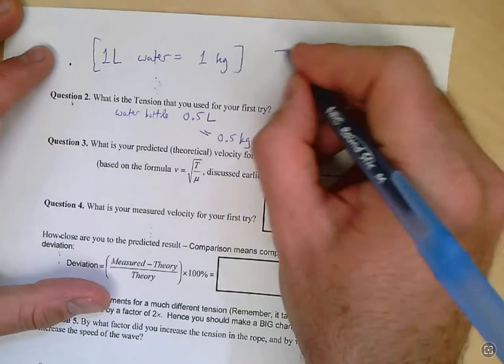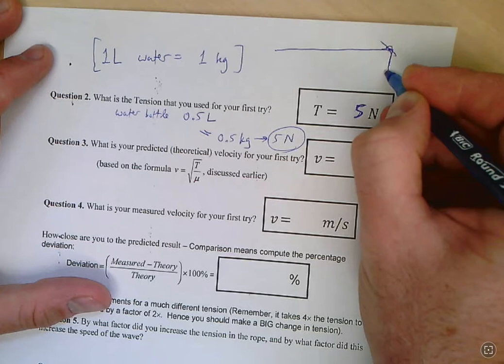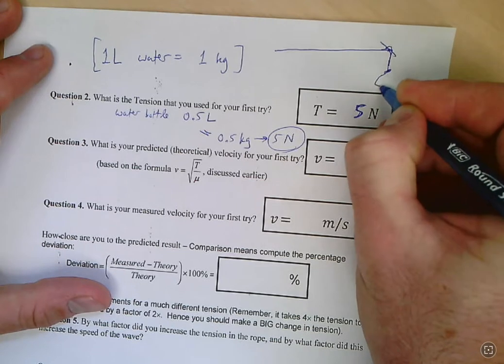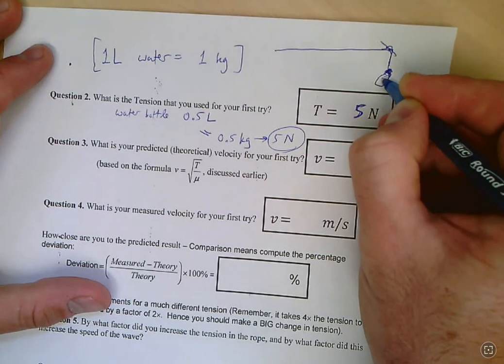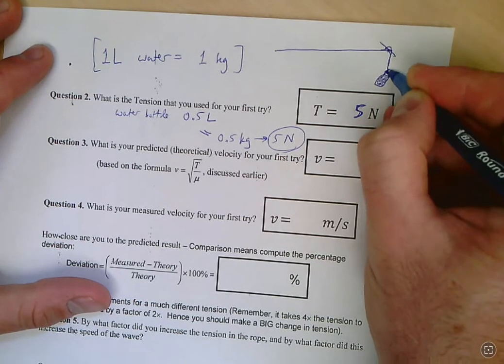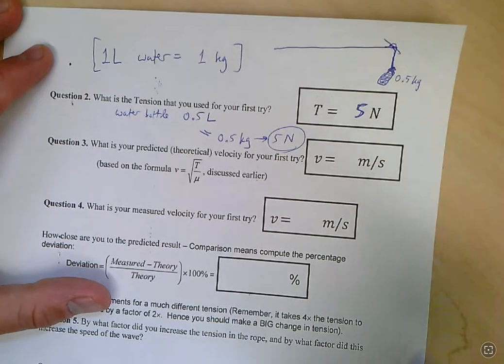In other words, this rope goes over the little dowel and is attached, in this case, to a little water bottle. Here's my little crappy drawing of a water bottle, and it has some water in there, and that's dangling down, and that is going to be 0.5 kilograms, which is approximately 1 pound.